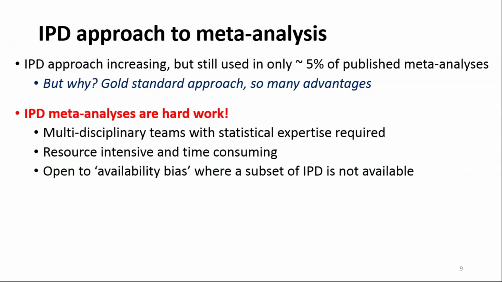Multidisciplinary teams with statistical expertise are required to do this sort of work. It can be very resource intensive and costly to put together these sorts of teams. This sort of work is also very time consuming. And as I talk through some of the examples of IPD meta-analyses that I've worked on in epilepsy, I'll try and highlight some of the dates to show how long some of these projects did take. IPD meta-analysis is also open to availability bias, where a subset of IPD is not available, and I'll be talking about that later on within the webinar.